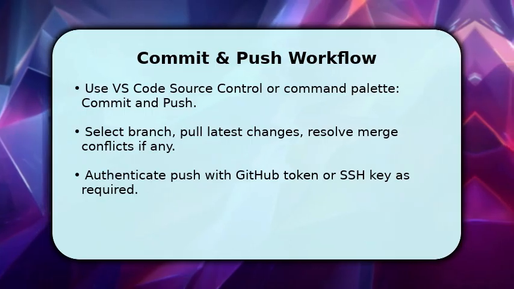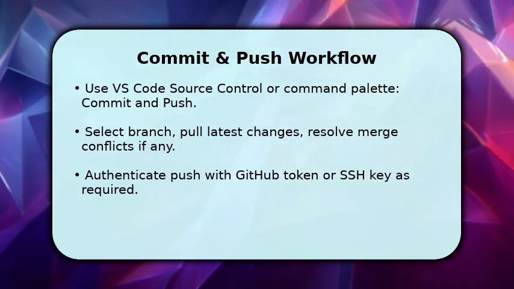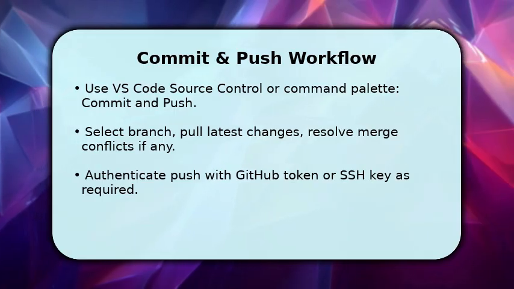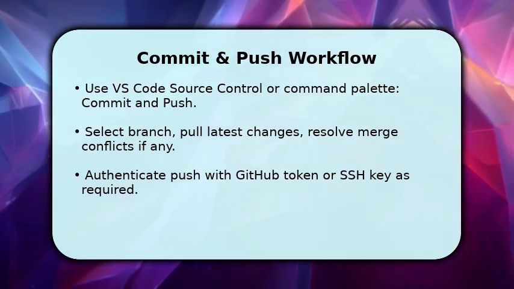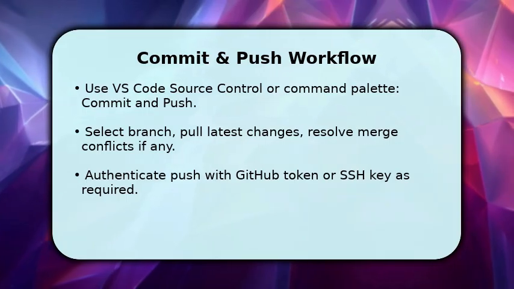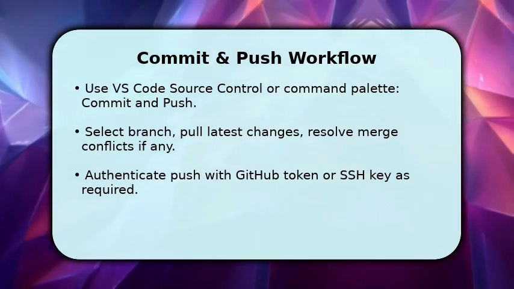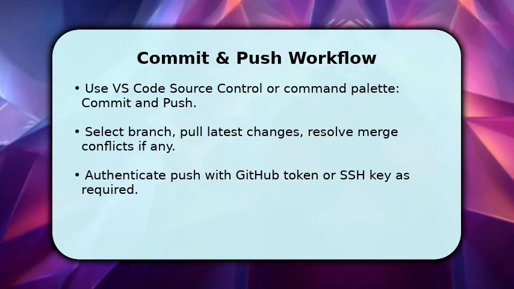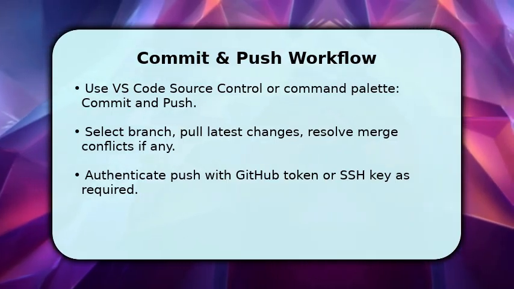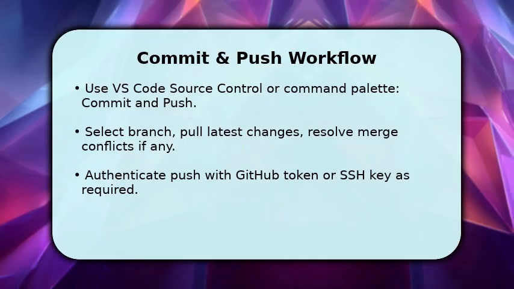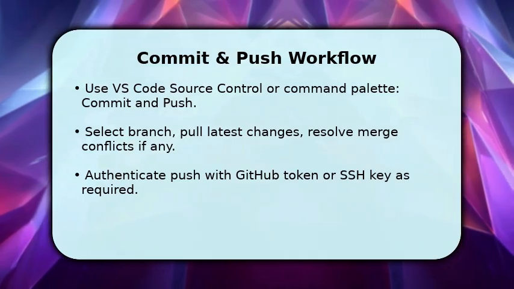Before pushing, make sure you are on the correct branch and run git pull to incorporate remote updates, resolve any merge conflicts, and test locally. If authentication prompts appear, use your personal access token or SSH key. This ensures secure pushes. After push, double-check the repository on GitHub to confirm your commit landed.